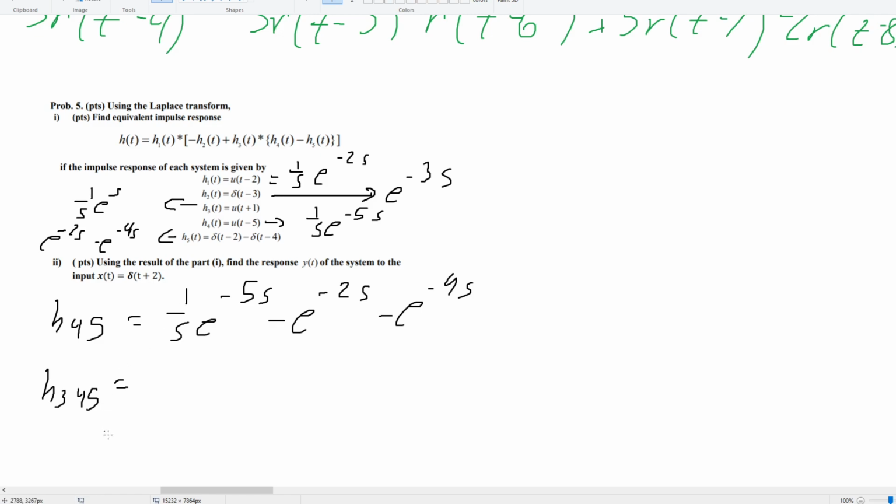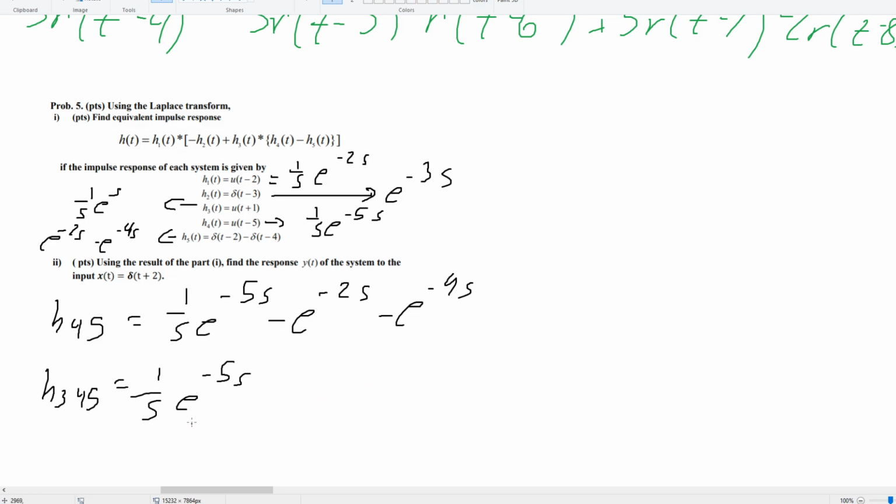I'm not going to write out h3 times h45. It's right there. This is h3, and it's being multiplied by this, right? So the answer to that is going to be 1 over s, e to the negative 5s minus e to the negative 2s plus e. That's h45.